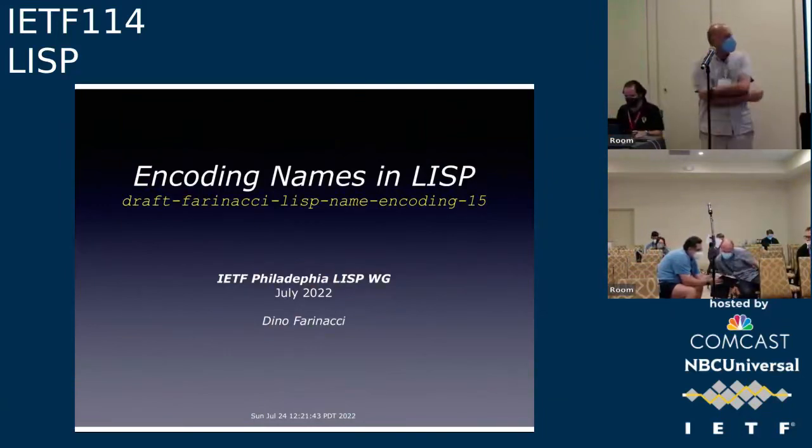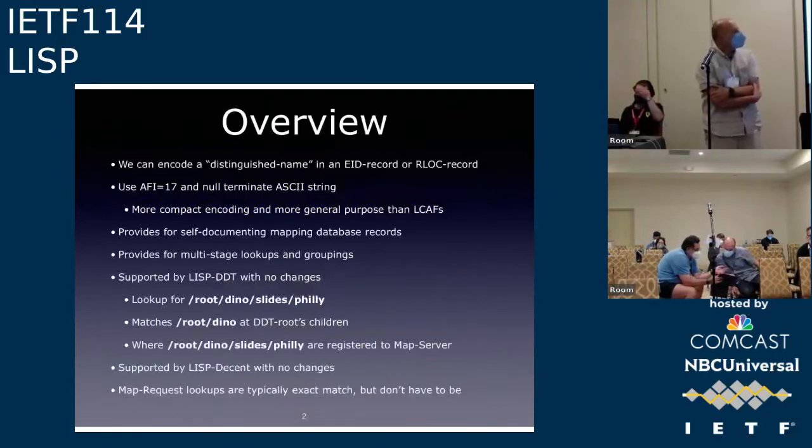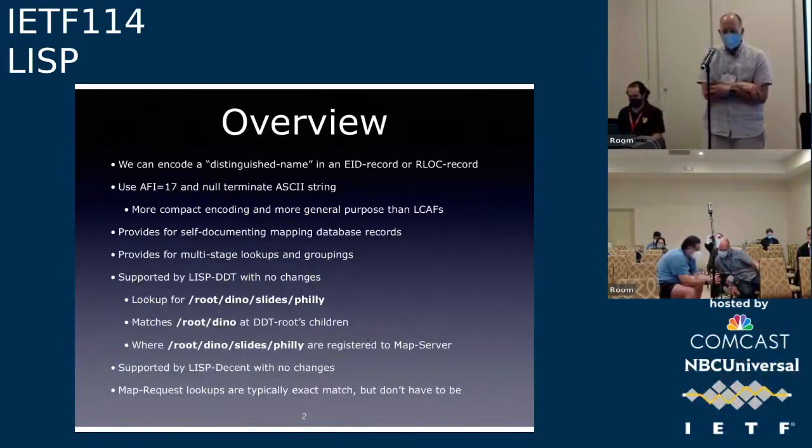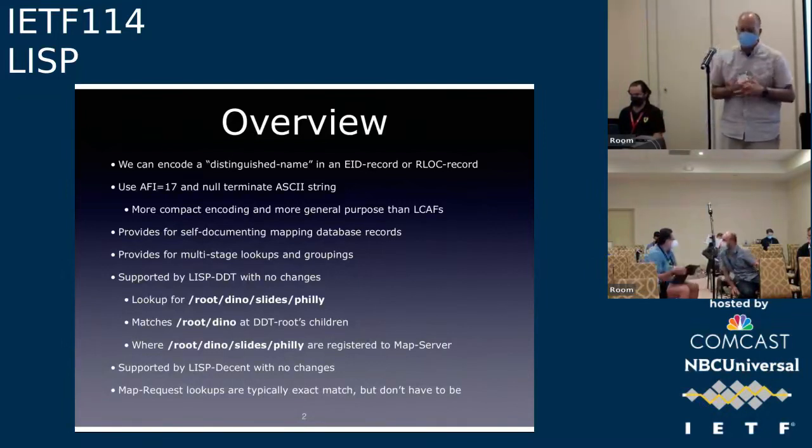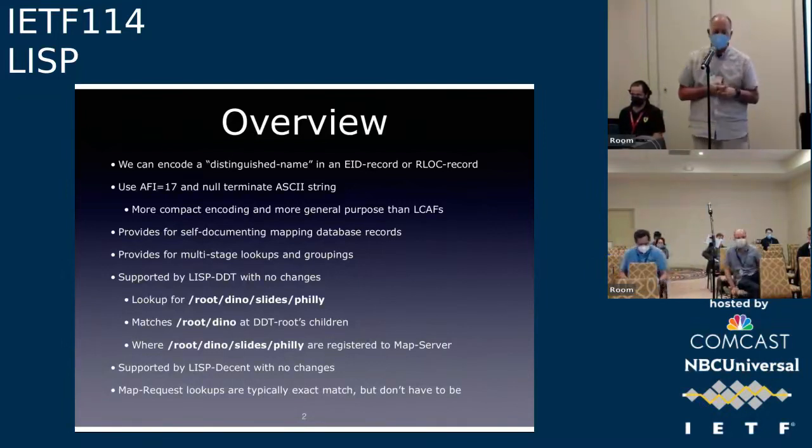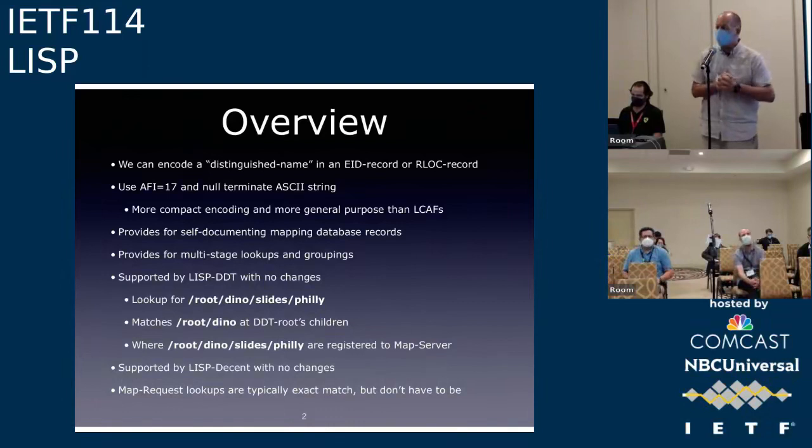Okay, I'm going to give an update on the -15 version of name encoding. Next slide. Just to give you an overview of what it is, we can encode what we call distinguished names, or just character strings, that can be put in an EID record or an RLOC record of any of the Lisp messages. We use the AFI encoding like we do for AFI 1 and 2 for IPv4 and IPv6. So it's just basically a 2-byte AFI 17 value followed by an ASCII string that's null terminated. It's pretty straightforward. And it's useful to provide self-documenting mapping database records.